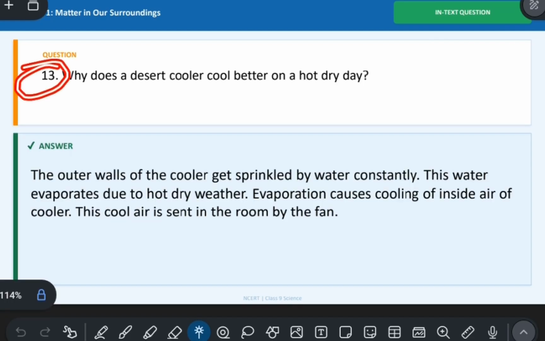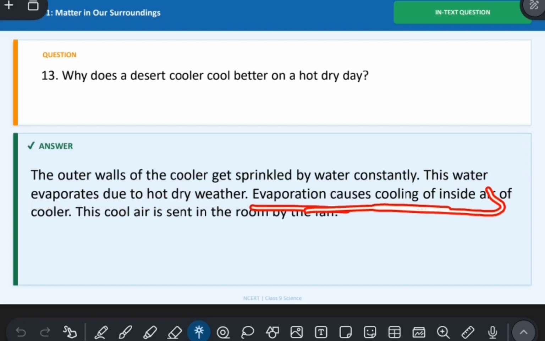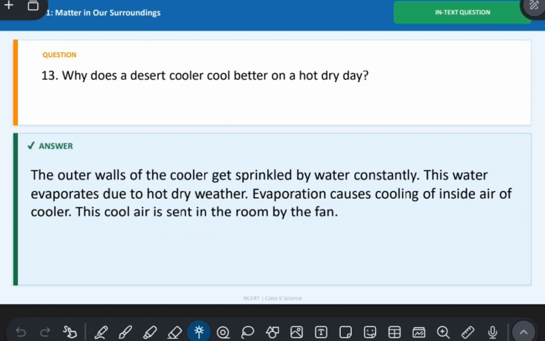Now question number 13. Why does a desert cooler cool better on a hot dry day? The outer walls of the cooler get sprinkled by water continuously. This water evaporates due to the hot dry weather. So evaporation causes cooling of inside air. So this cool air is sent in the room by the fan. So that is why desert cooler cool better on a hot dry day.